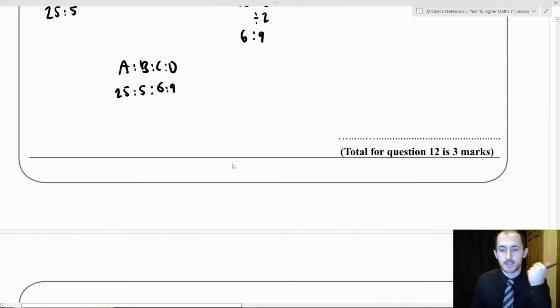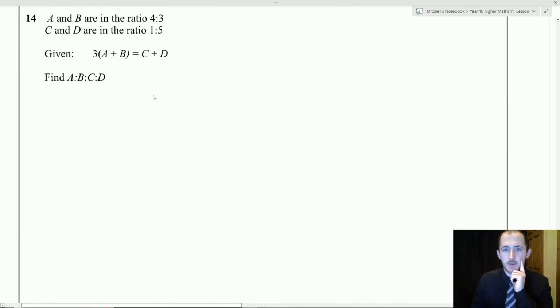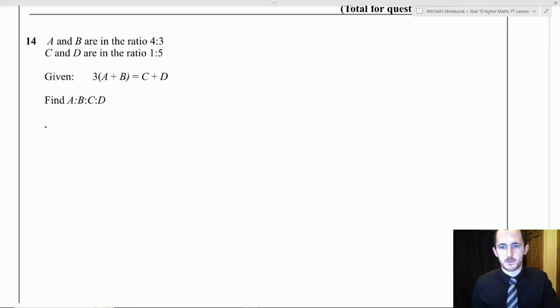Okay, good. Because guess what? The next question is... Actually, no, forget that one. The next question is basically the same. I want to do the same style of question again first, so we're going to do the exact same thing. Okay? So let's write out the ratios. We have A to B is 4 to 3. Then you have C to D, which is 1 to 5.